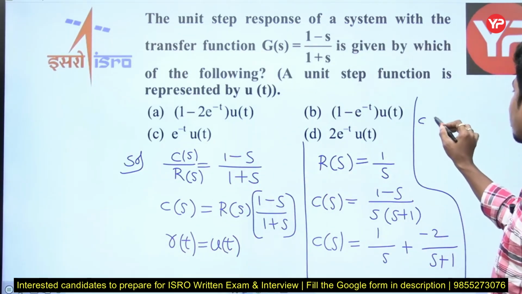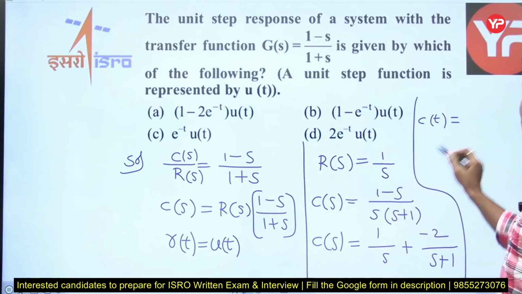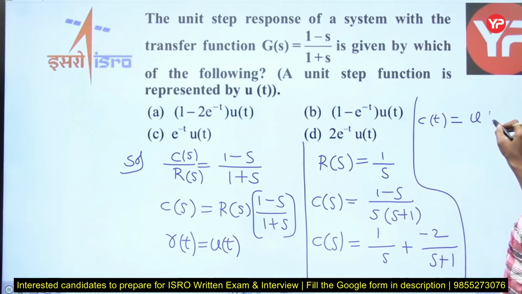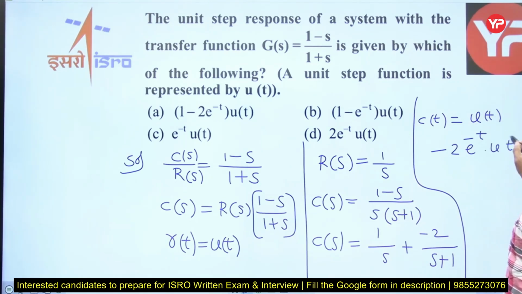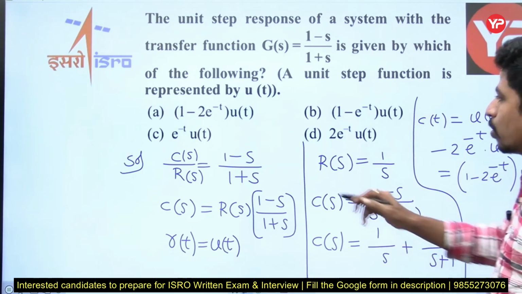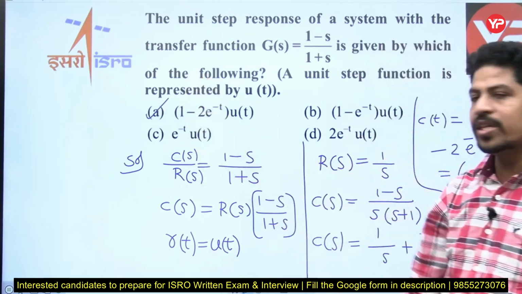Now c of t is equal to the inverse Laplace transform of 1 by S, which is u of t, minus 2 into e power minus t into u of t. If you take u of t common, it is 1 minus 2 into e power minus t, the whole into u of t. Option is A.